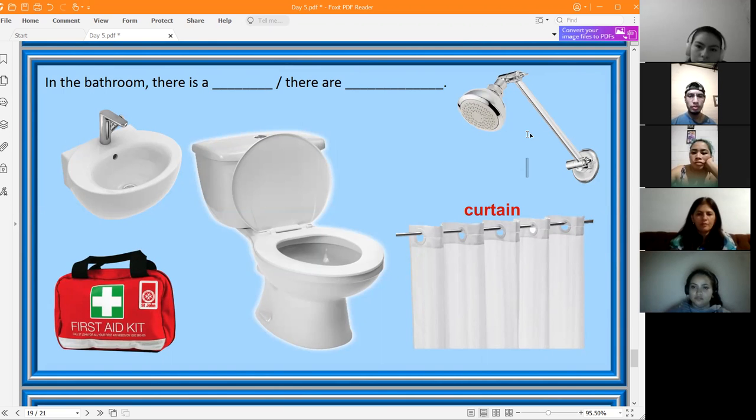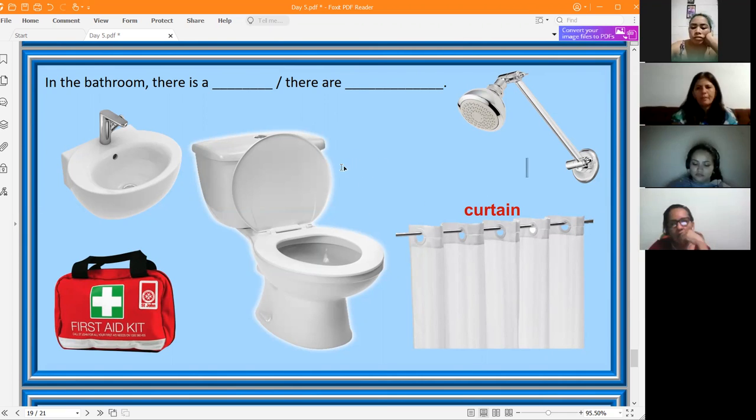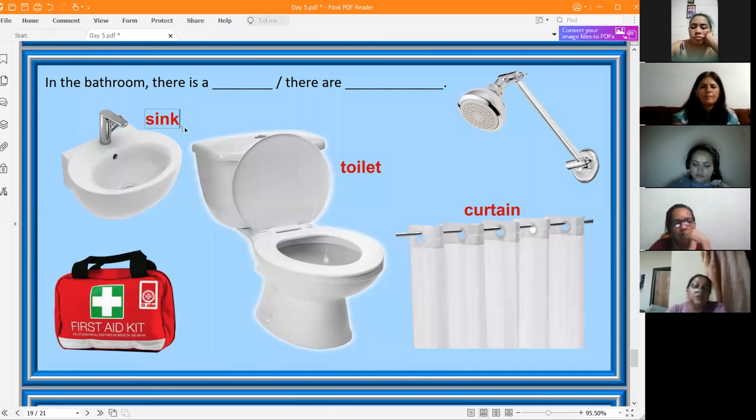So there is a shower. There is a curtain. There is a toilet. There is a sink. A toilet, the curtain, this sink. Shower curtain, and there is a first aid kit. This is in the bathroom.